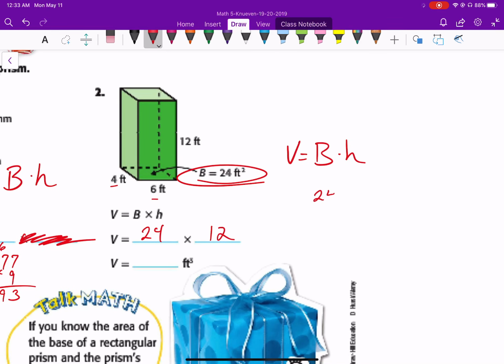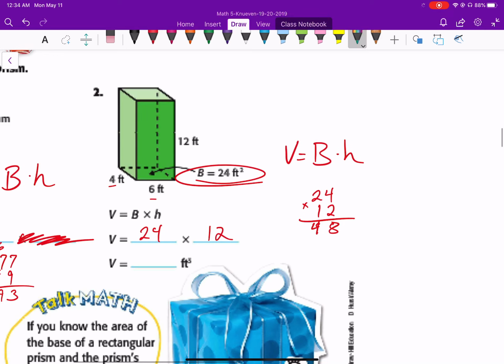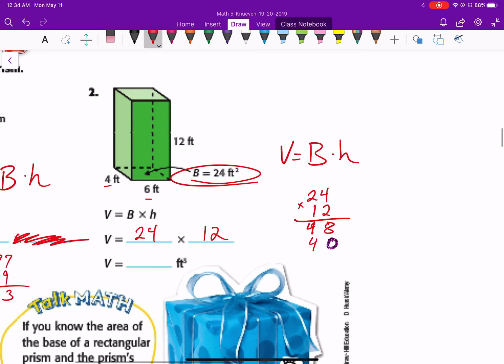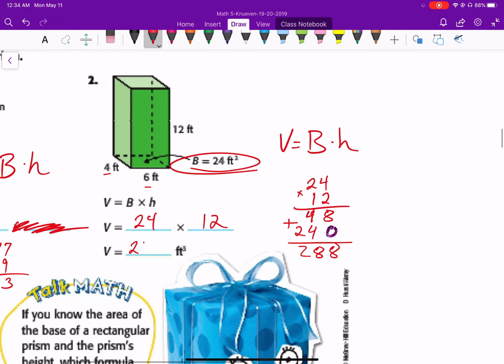Again, I have to show my work. 24 times 12. 2 times 4 is 8. 2 times 2 is 4. Placeholder 0. Always make sure that you identify that. 1 times 4 is 4. 1 times 2 is 2. I add: 8 plus 0 is 8, 4 plus 4 is 8, and 2. So the volume of this is 288 feet cubed. Don't forget that this is still cubed.